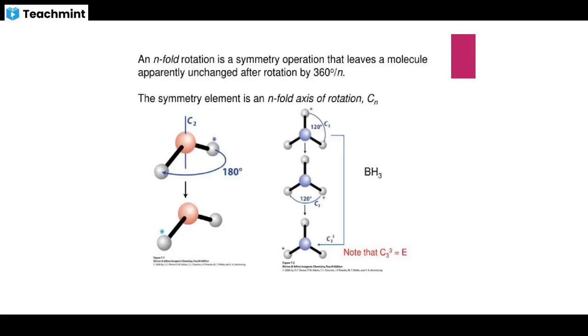This is for C3 rotation, a 120-degree rotation. This is BH3. When you perform the first C3 operation, the star molecule goes to the second stage, and when you perform the second C3, it contains two C3. C3 squared means you perform the operation twice, just like 2 squared means 2 into 2. C3 squared means C3 into C3. When you perform C3 again, it gives the identity. So it contains only 2 C3. In the ammonia molecule also there are two C3, I mean C3 into C3.